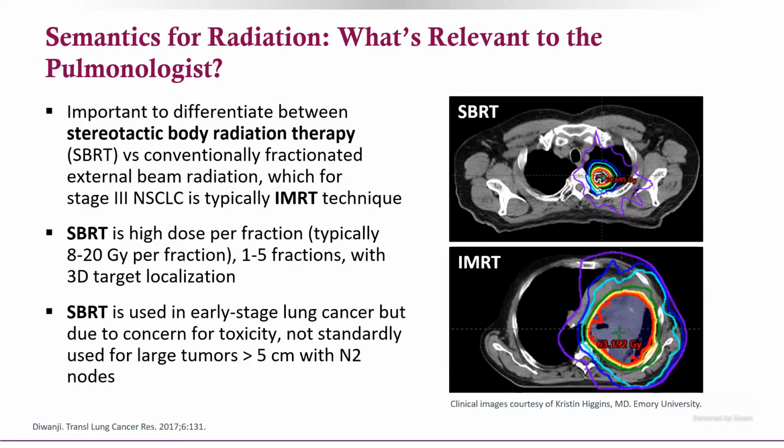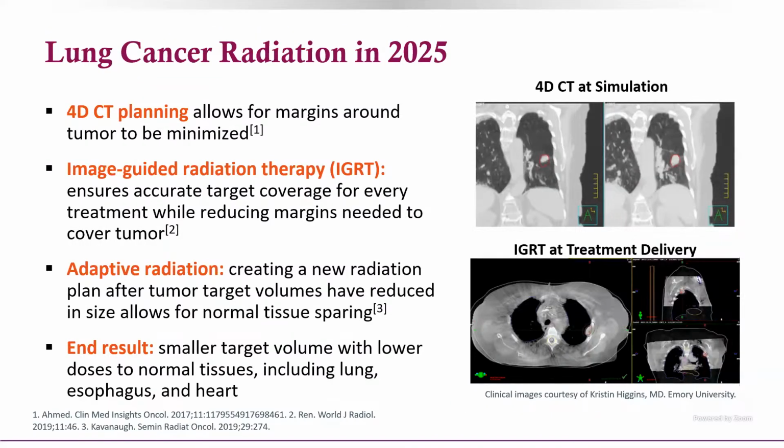For early stage, we do stereotactic radiotherapy with a large dose per fraction and a smaller number of fractions. We use 8 to 20 gray per fraction in 1 to 5 fractions. It's a very precise high dose radiotherapy. And we routinely use motion management techniques like 4DCT, image guided radiotherapy, and adaptive radiotherapy. With more use of these techniques, what we are doing is basically targeting the tumor precisely and reducing the dose to normal organs.